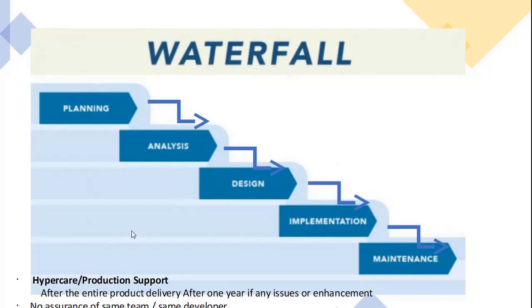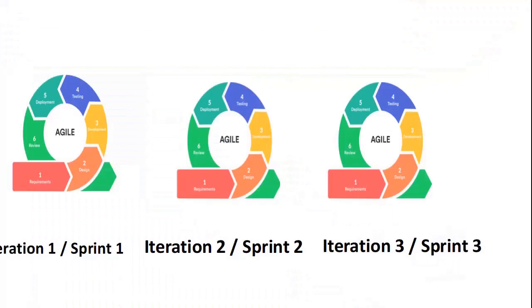Nowadays also, a few projects are following this waterfall model, but to overcome all these drawbacks, the agile process came into the picture, right? Agile process is nothing but, in agile process also, like any product development, it has all the SDLC life cycle phases, all the project development phases. But what is the difference between the waterfall model and the agile model?